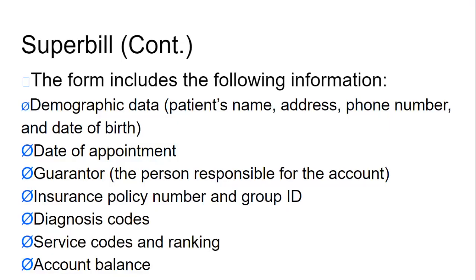The Superbill form includes the following information: demographic data, which is your patient's name, address, phone number, and date of birth, date of the appointment, the guarantor, which is the person responsible for the account, the insurance policy number and group ID, diagnosis codes, service codes and ranking, and the account balance.